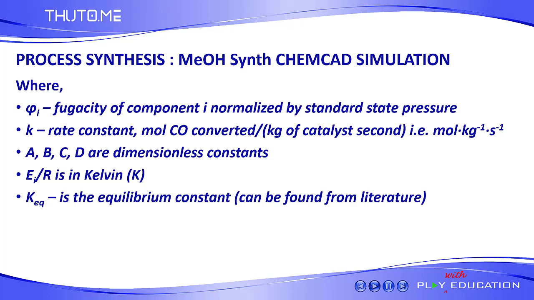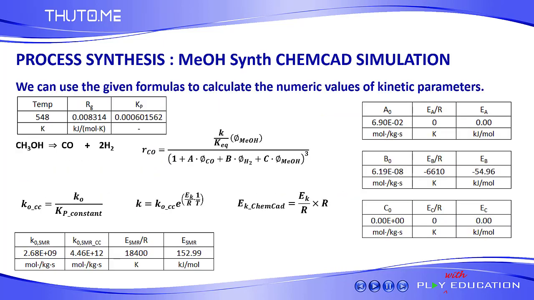This just gives you the units that, as I said, you should pay careful attention to. You need to pay care on how you enter this. The rate constant will come in mole of CO converted divided by kilogram of catalyst used per second. And then your E over R is in Kelvin. So you need to be sure that the value that you use in Chemcad is in the right units, but you will see that as we carry on.